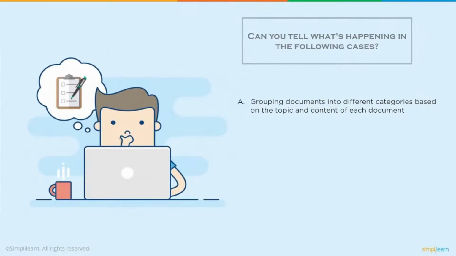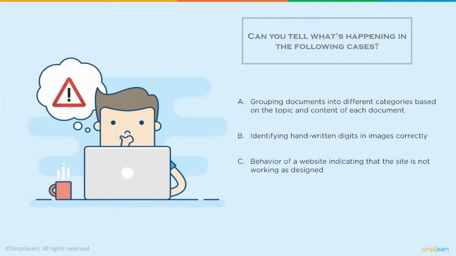So the first one is grouping documents into different categories based on the topic and content of each document. Very big these days. You have legal documents, maybe sports documents, maybe you're analyzing newspaper postings, but certainly having that automated is a huge thing in today's world. B, identifying handwritten digits in images correctly. So we want to know whether they're writing an A or capital A, B, C. What are they writing out in their handwriting?